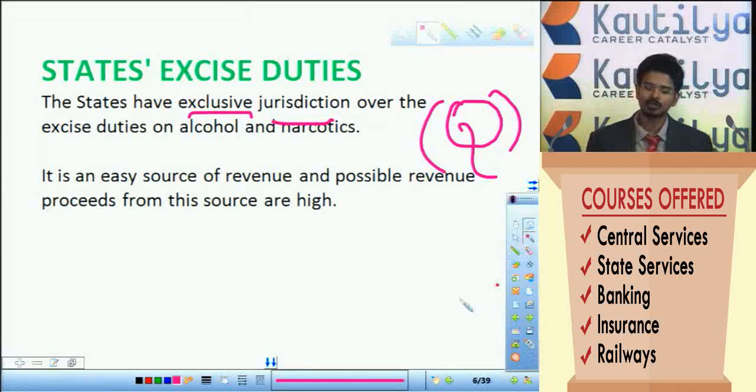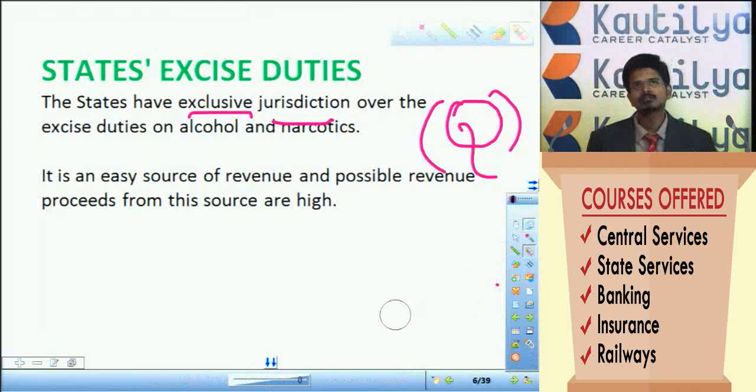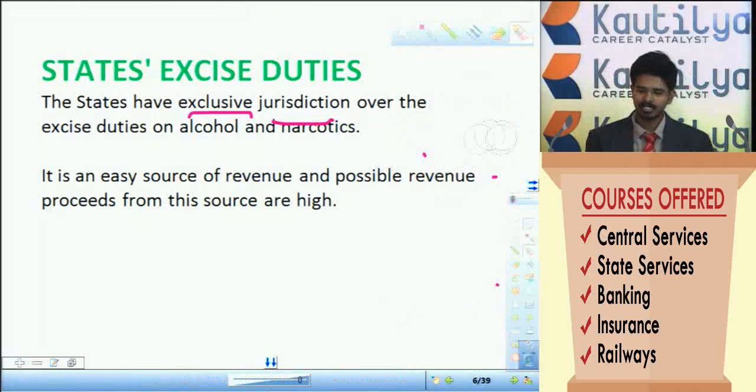As you know, alcohol consumption is pretty high in India, especially in states like Telangana, Andhra Pradesh, etc. So that is why the state governments earn a good amount of revenue.